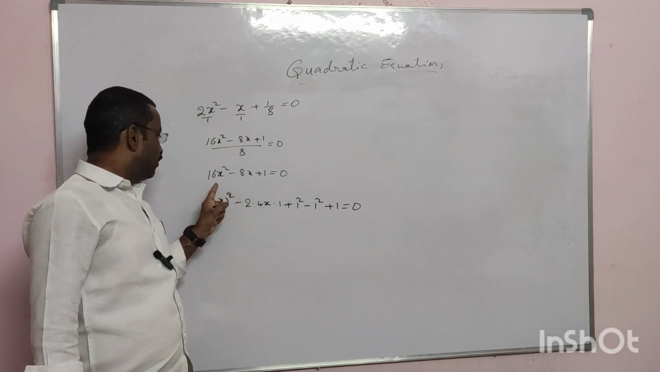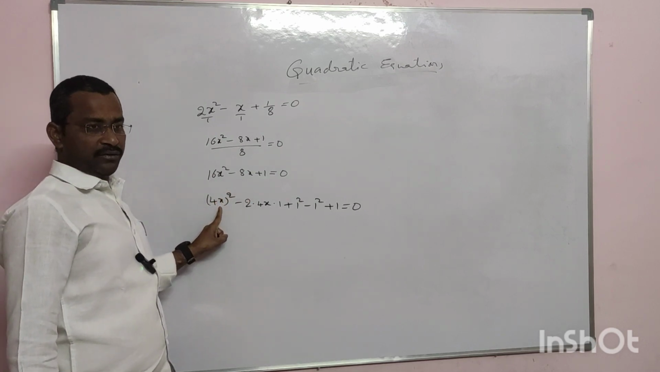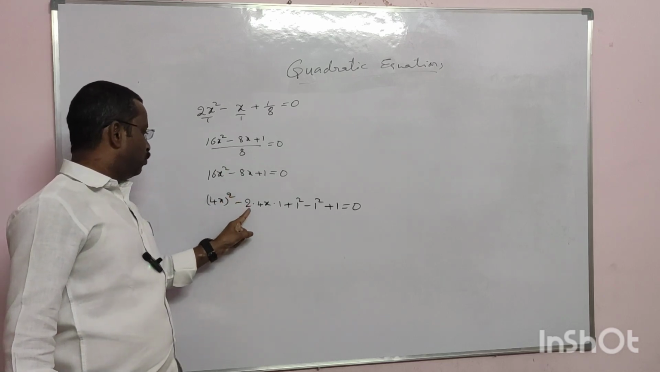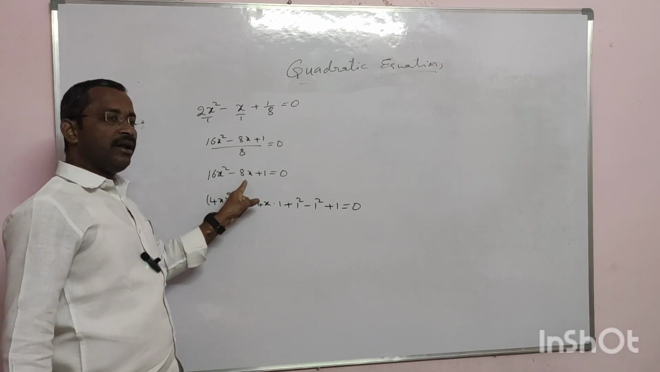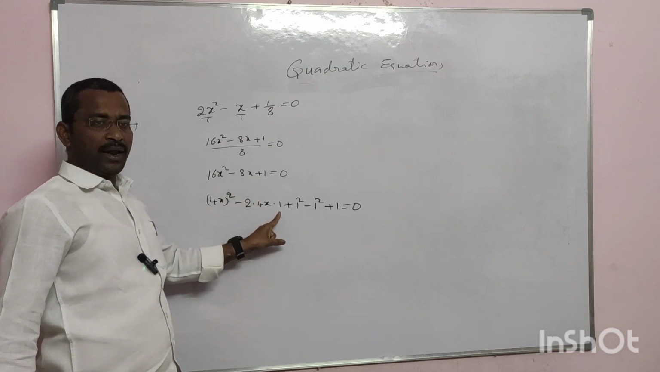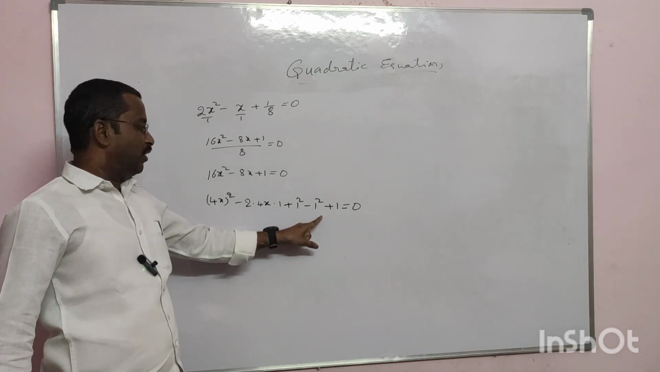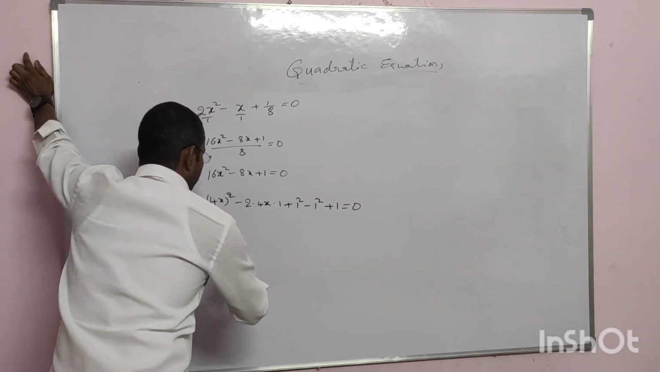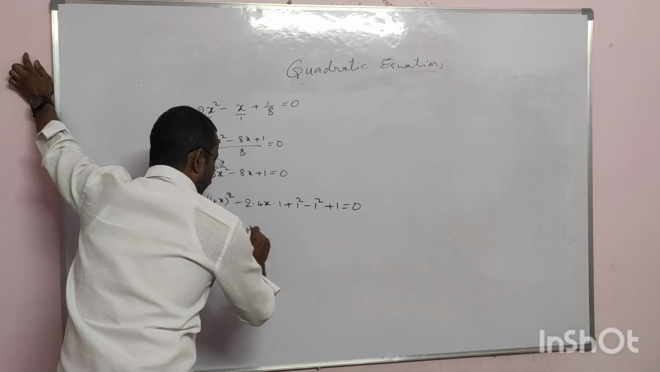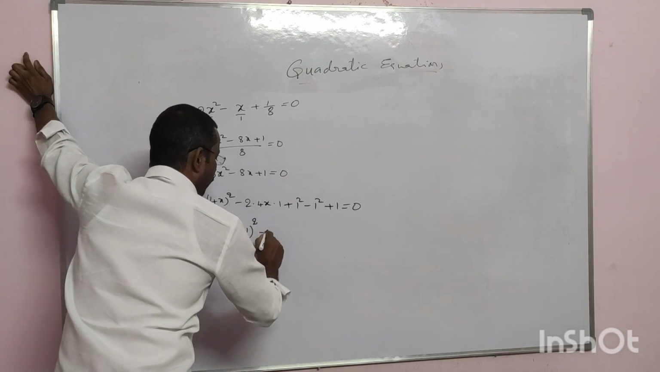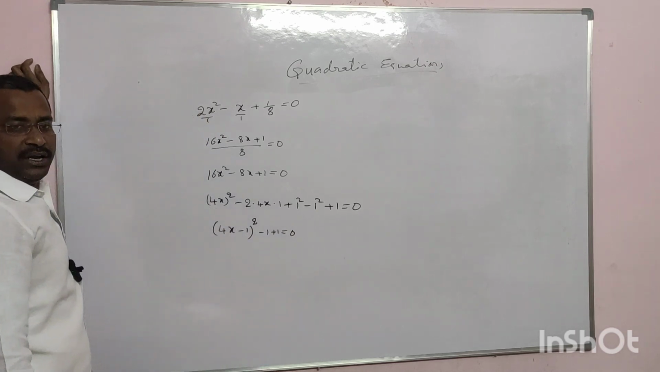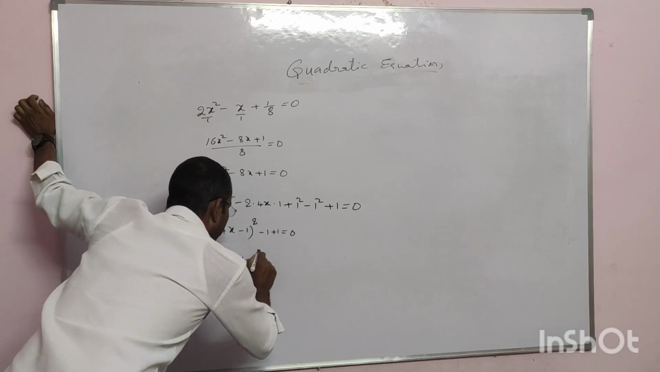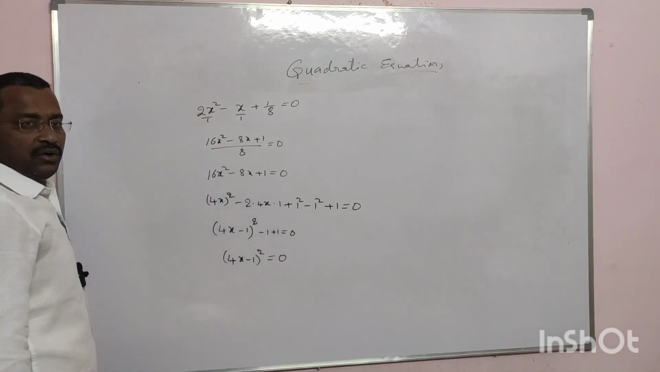Is that clear, everyone? 16x square can be written as 4x square, so this is your a square. Next target is 2ab, that is 2a. When you multiply, what are you getting already? 8. So only 1 is the balance. Plus 1 square minus 1 square plus 1 is equal to 0. Then what will you get next? 4x minus 1 whole square. Here you are getting minus 1 plus 1 is equal to 0. So already minus 1 plus 1 is 0. Then what you have? 4x minus 1 whole square is equal to 0.